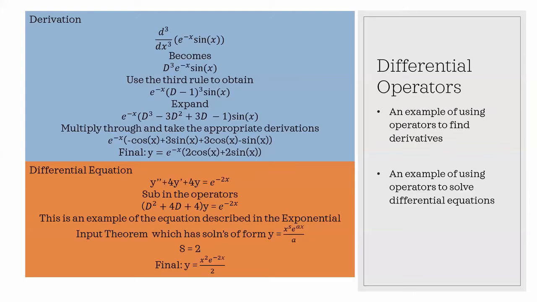So we're going to solve the differential equation y double prime plus 4y prime plus 4y equals e to the negative 2x. So first step, sub in the operators. Well, this looks exactly like an example of the exponential input theorem where s is equal to negative 2. So we're basically done. All we do is look at our exponential input theorem and substitute values where appropriate, and we find that in this case, y is equal to x squared times e to the minus 2x over 2.